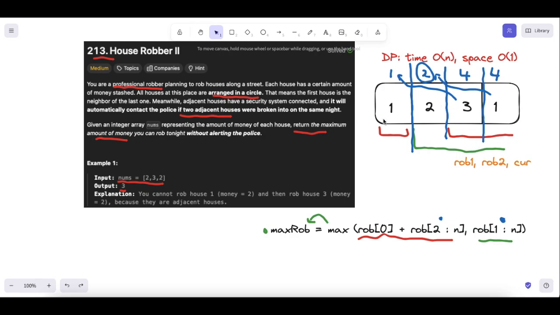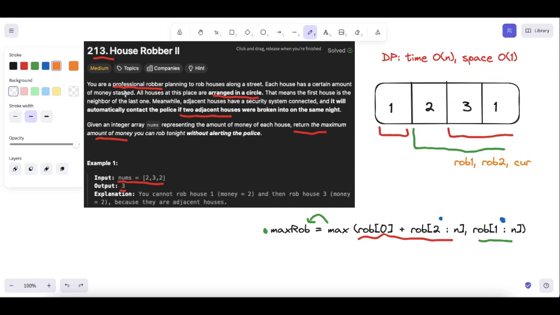Now, for this case, however, in house robber 2, we need to consider one extra thing, and this will be a small change to our algorithm. In fact, we are told that these houses are arranged along a circle. And because of this, we know that the only difference is that we cannot rob both the first house and the last house. Because if they're arranged along a circle, the first and the last house are actually neighbors. Consider this a circle, and this is the first house, and this is the last house.